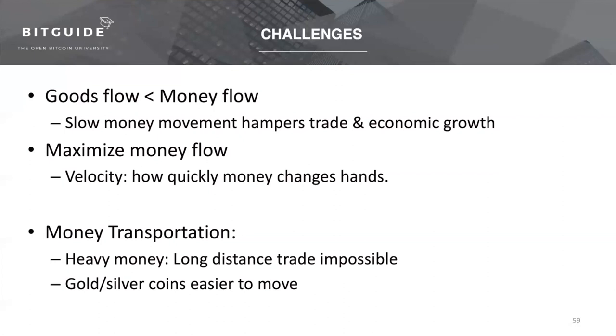As we discovered dense forms of money, like gold and silver coins, they became easier to move and we were able to do more trade with one another. But velocity is not necessarily hampered by transportation. Other factors such as trust or even verification could introduce friction in the system. And all of these frictions eventually lead to hampering economic progress.